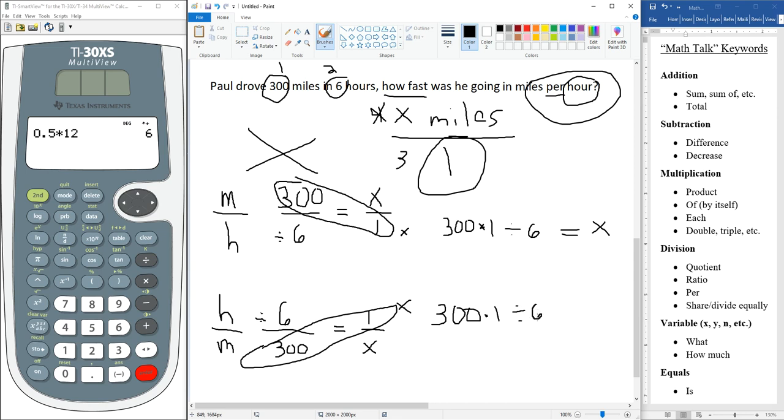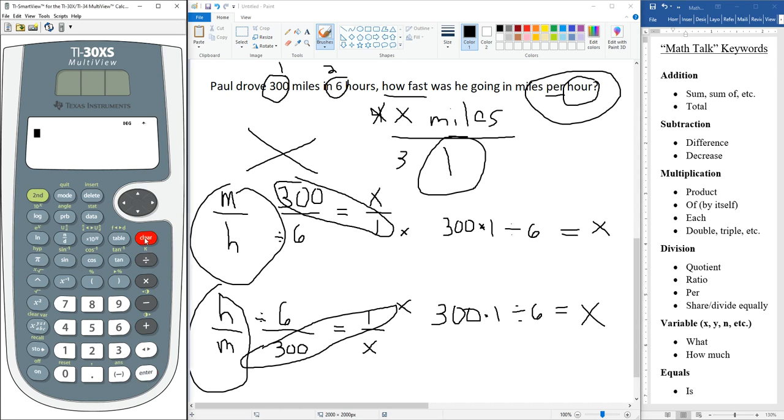So if you look, I told you whether we did miles over hours or hours over miles, we get the same answer. And exactly, because we have the same work. 300 times 1 divided by 6 equals x. So let's solve that out. If we're using our calculator, we can just put that all in one line because it'll take care of the order of operations. Either way, we do have multiplication and division together. Order of operations would dictate that they happen in left to right order. So either way, we'd still be good.